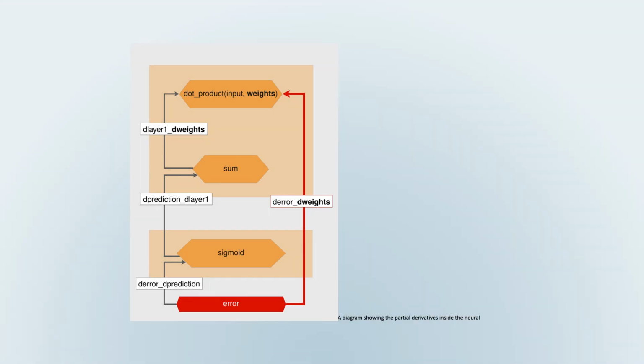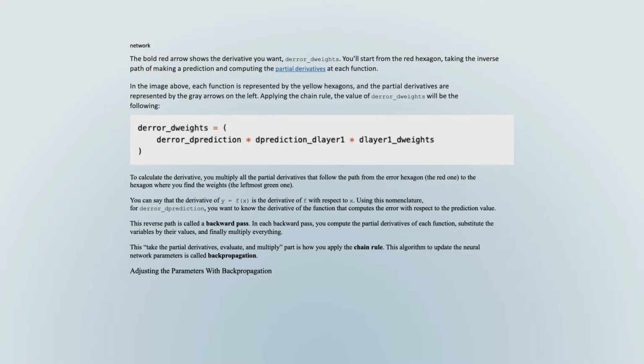A diagram showing the partial derivatives inside the neural network. The bold red arrow shows the derivative you want, dir_weights. You'll start from the red hexagon, taking the inverse path of making a prediction and computing the partial derivatives at each function. In the image above, each function is represented by the yellow hexagons, and the partial derivatives are represented by the gray arrows on the left. Applying the chain rule, the value of dir_weights will be the following.